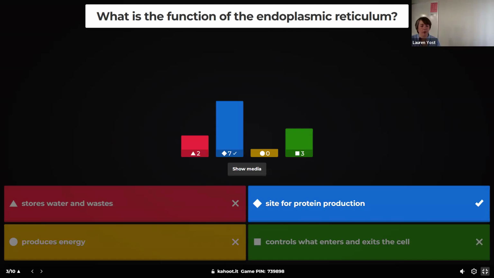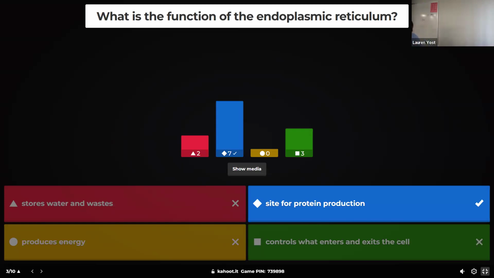One other popular answer was controls what enters and exits the cell. That green one there is actually our cell membrane. So the cell membrane controls what enters and exits the cell. Stores water and waste. Does anybody remember what that is? There is a part of the cell that does store water and other components in the cell. Does anybody remember what it's called? The vacuoles. Exactly. What's your name? Jordan. Exactly. Okay.